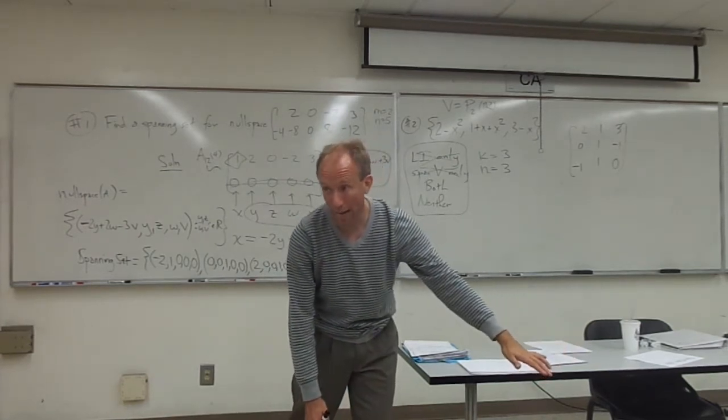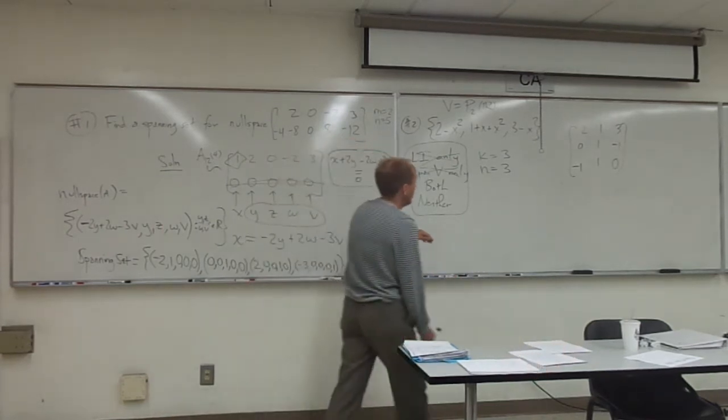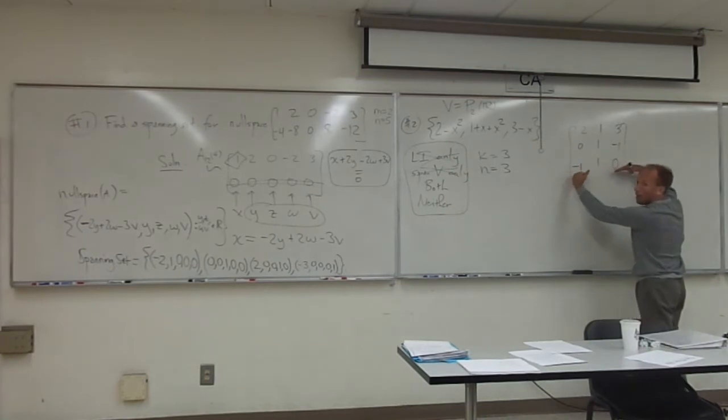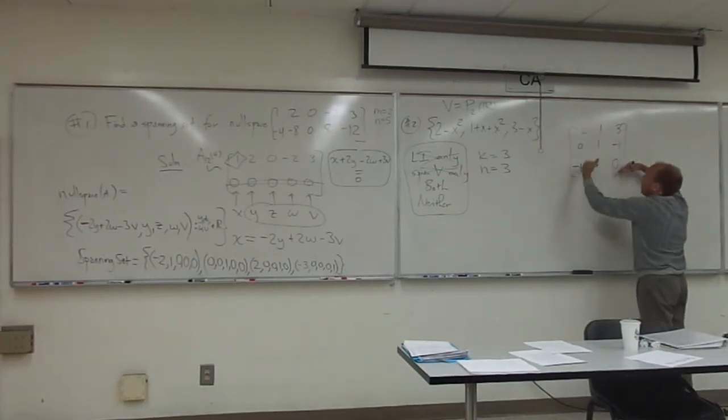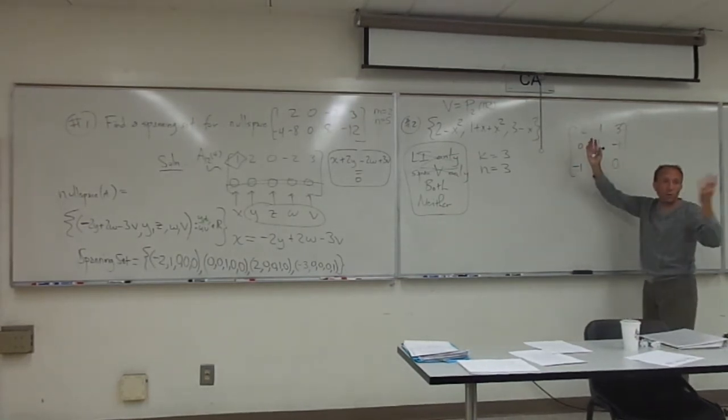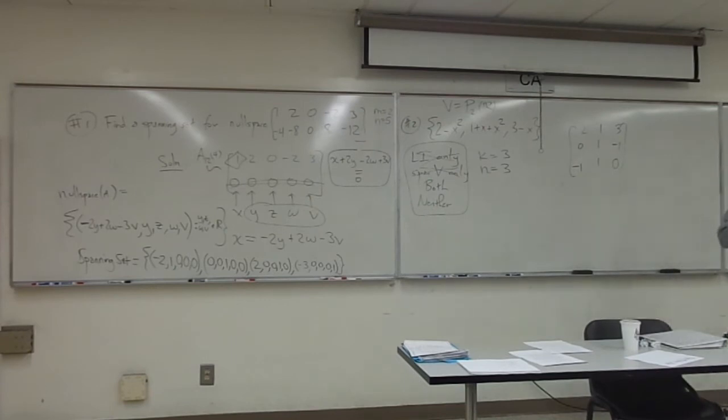You don't have to do that. You could choose to put this bottom row on top and this row on the bottom or something. Of course, that's just an ERO exchange of rows, which doesn't really matter anyway.